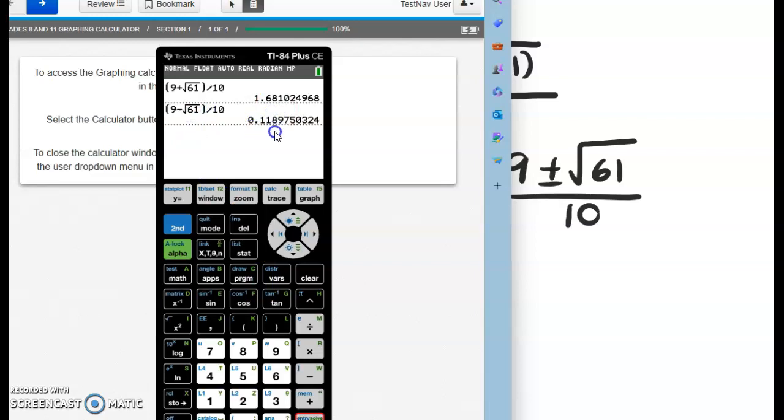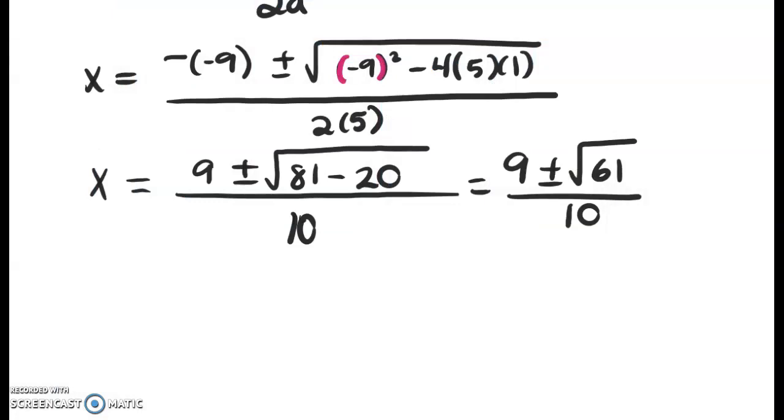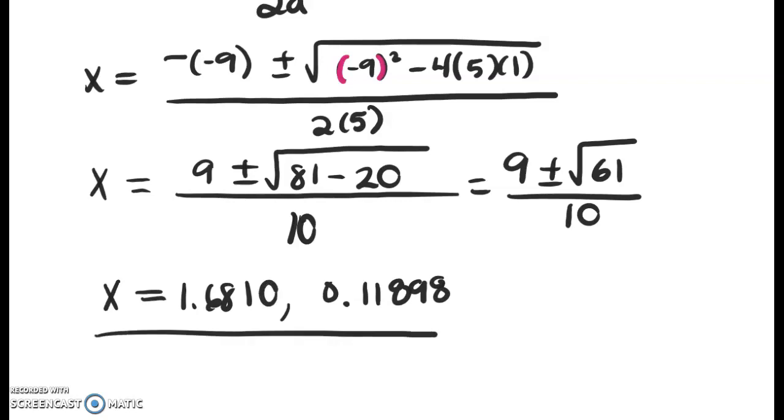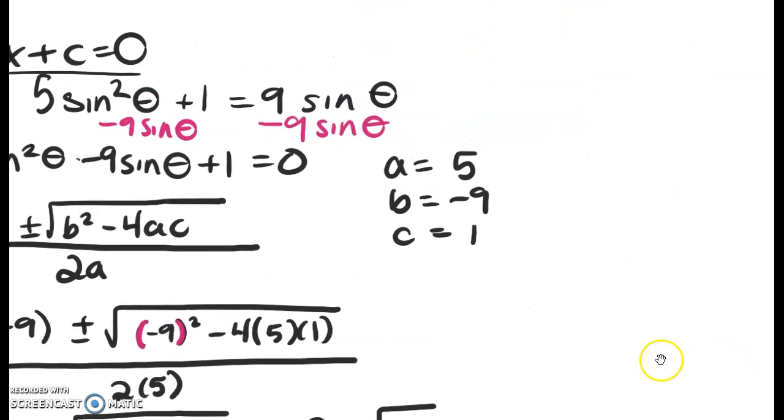And I get 0.11. Now I'm going to put those two answers on the paper: 1.681 and 0.11898. So those are my two answers. But these two answers that I get, what do they mean in terms of my problem?